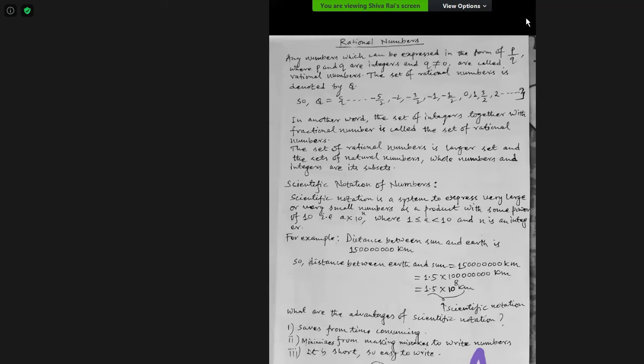So in place of a, we can write from equal to 1 to less than 10, which means it goes up to 9.99 like this. And n is an integer. Here you look, 10 to the power n. n means integer. Integer means it may be plus sign, it may be minus, but it cannot be a fraction.